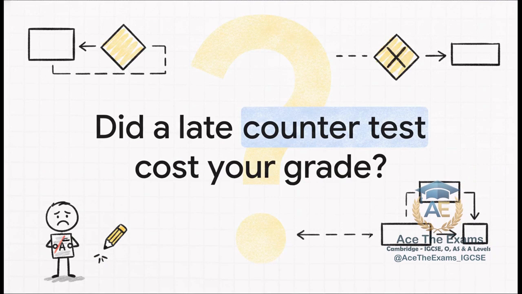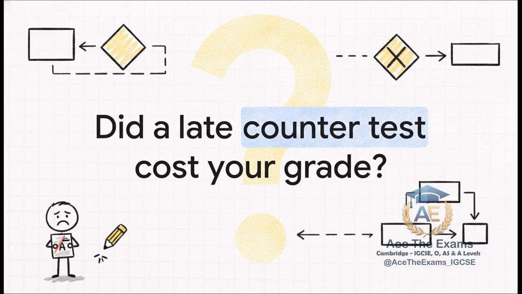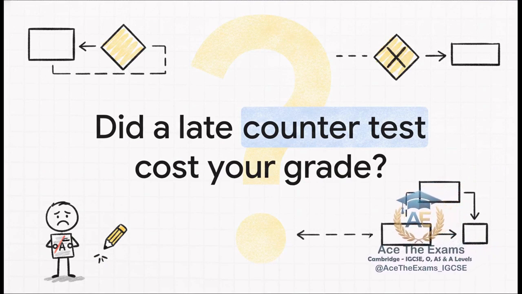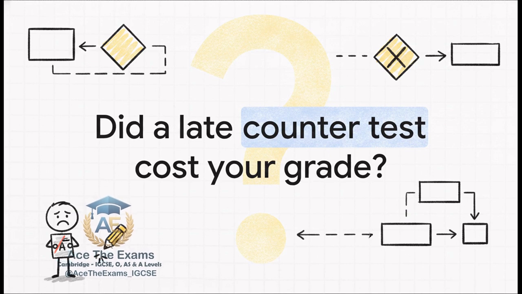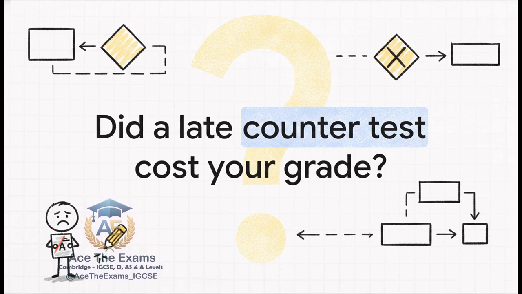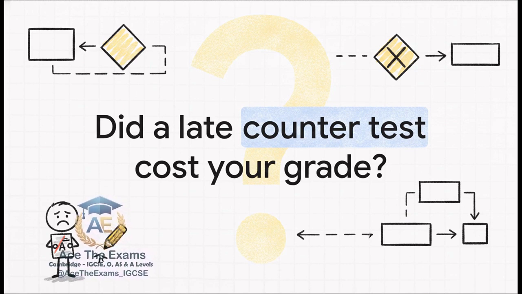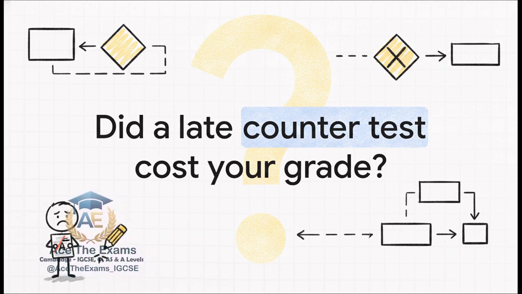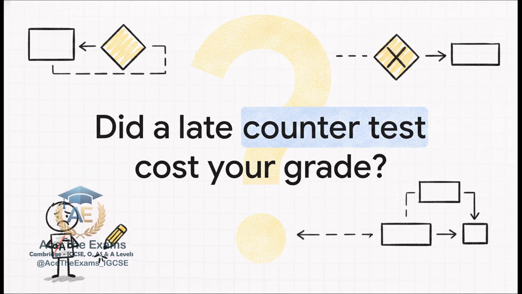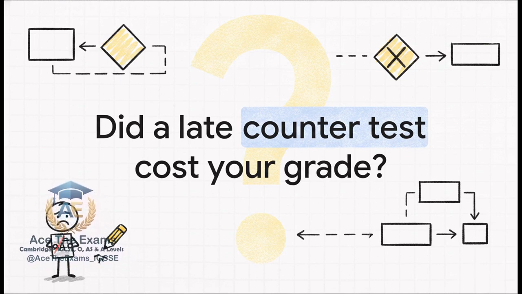So, picture this. You're sitting there in your paper 2 exam. You've just drawn this absolutely beautiful, perfectly shaped flowchart. The arrows are totally straight, your symbols are spot on, but you placed your iteration counter test at the very end of the loop instead of the beginning. Did testing that counter too late just cost you the grade boundary? Well, the harsh reality here is, yeah, it absolutely can.